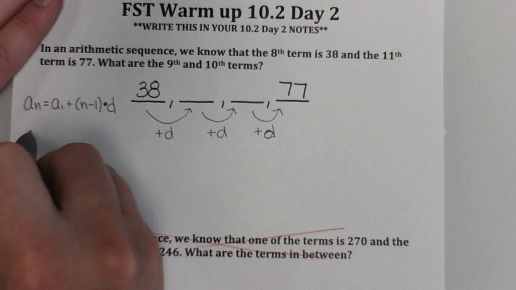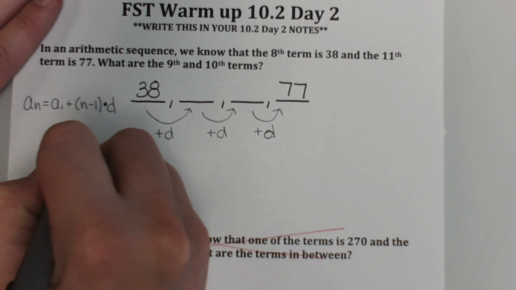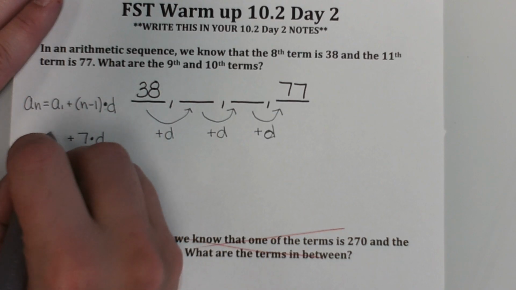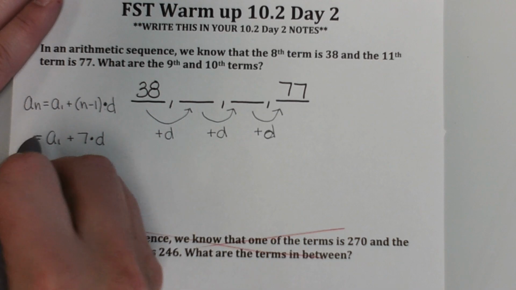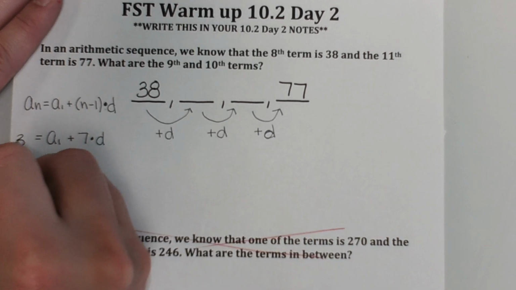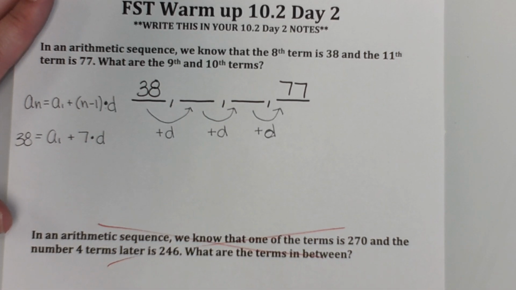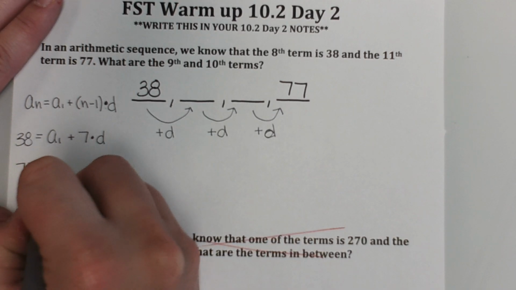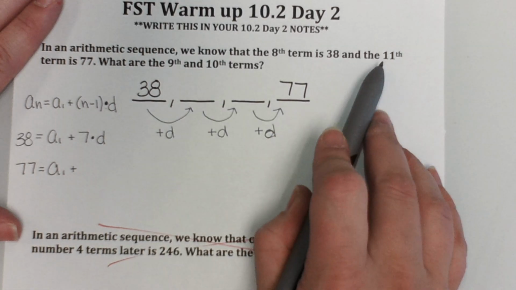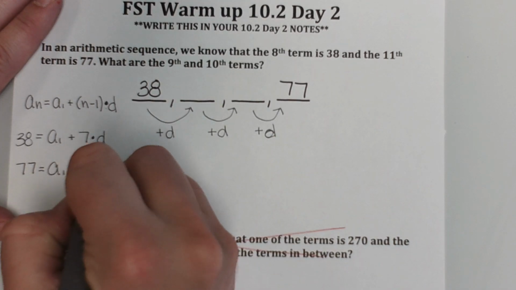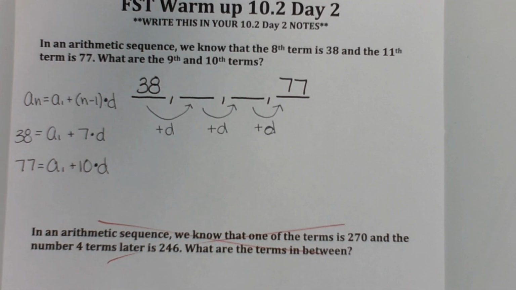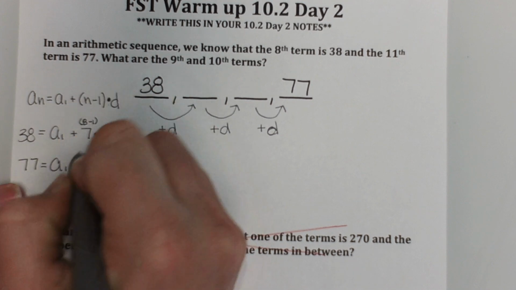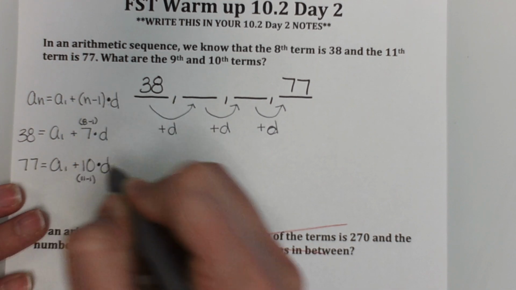So 8 minus 1 is 7 times d, and a1 plus that is 38. So this is 38. Okay. The same thing for the other one. And you did the same thing for the other one. 77 equals a sub 1 plus, this time it was the 11th term, and 11 minus 1 was 10 times d. So essentially, if you missed it, this was from when it was 8 minus 1, and this was from when it was 11 minus 1.